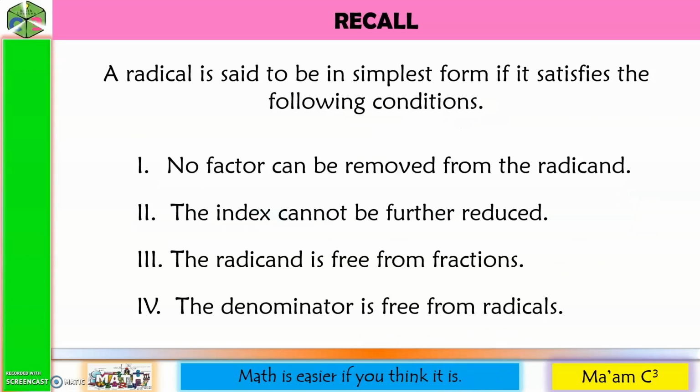A radical is said to be in simplest form if it satisfies the following conditions. In my previous video lesson, I have already discussed the first one. So now, we are going to focus on the second one. The index cannot be further reduced.